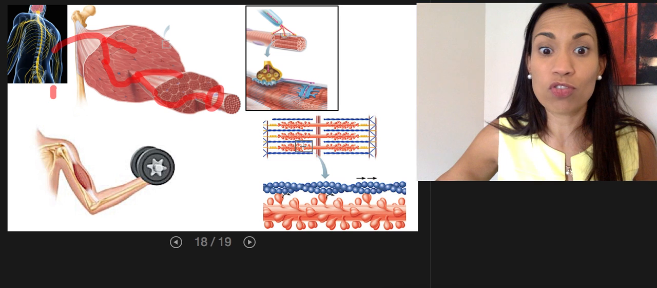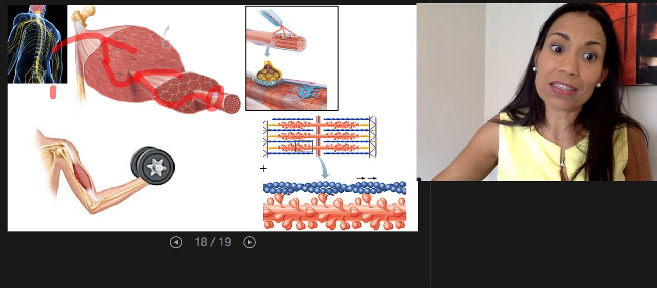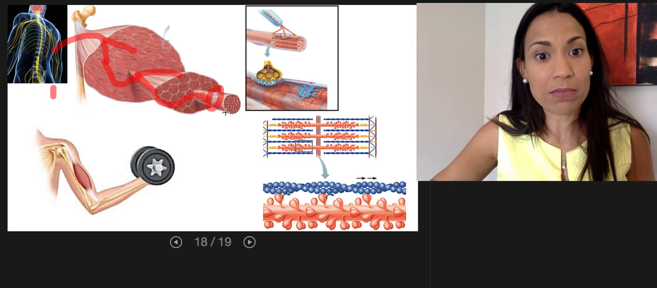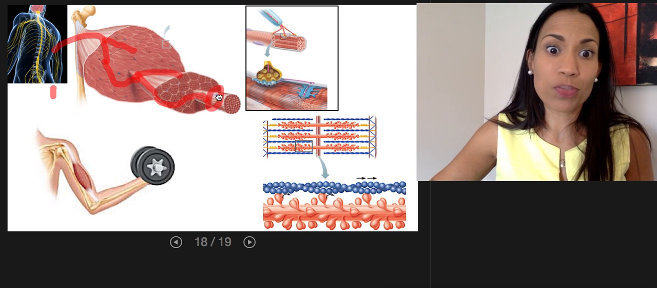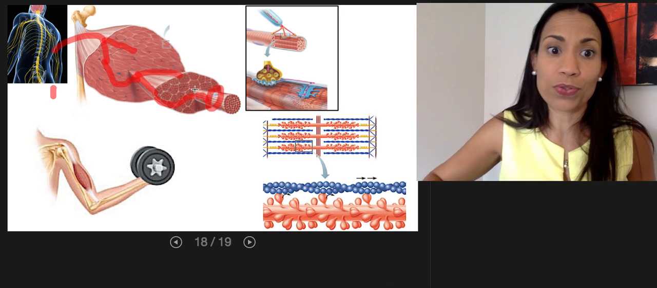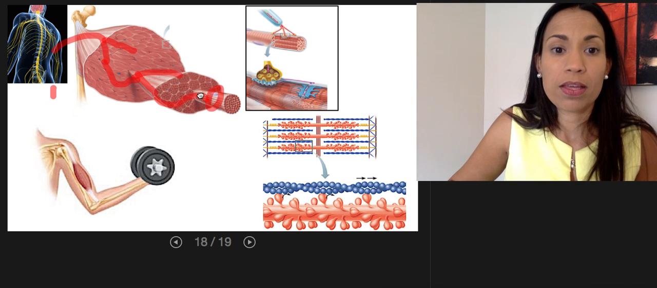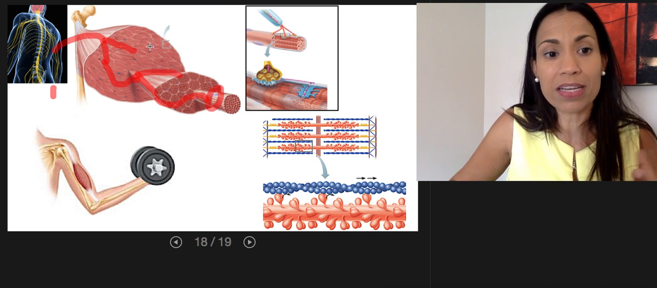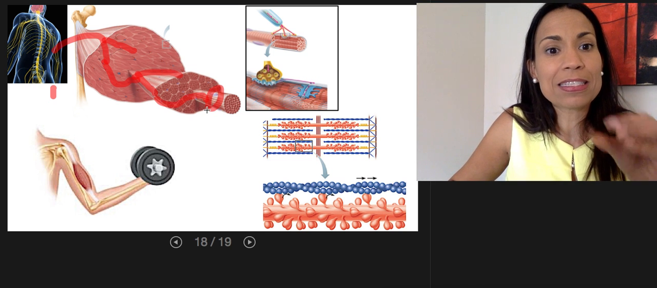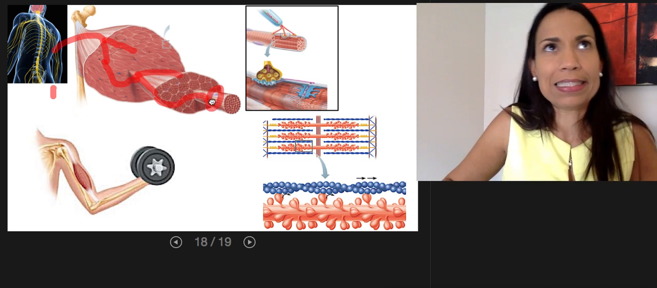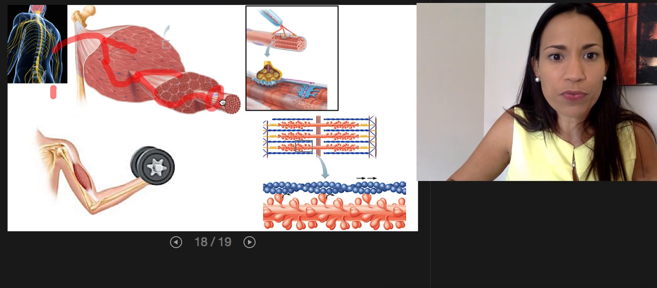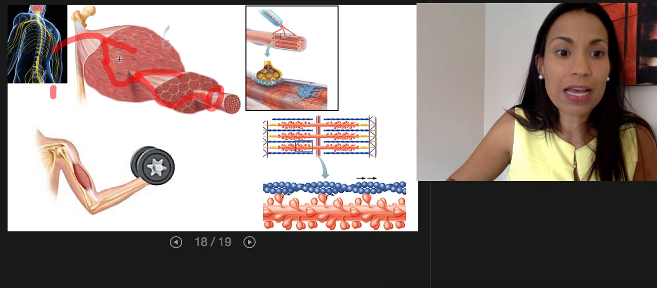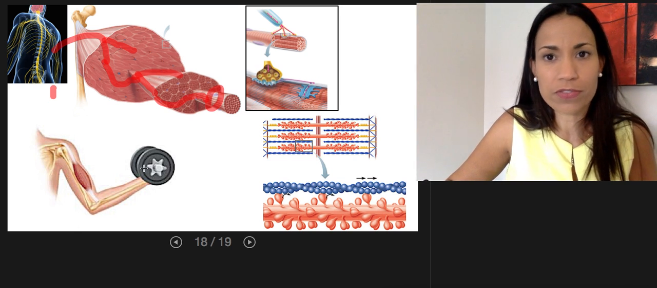Now that we have contracted the sarcomere, we have contracted the muscle fiber. Since the endomysium of the muscle fiber is continuous with the perimysium of the muscle fascicle and the epimysium of the muscle as an organ, all of these events are transmitted from the muscle fiber to the muscle fascicle to the entire muscle, and the entire muscle contracts, and then you can lift your dumbbell.